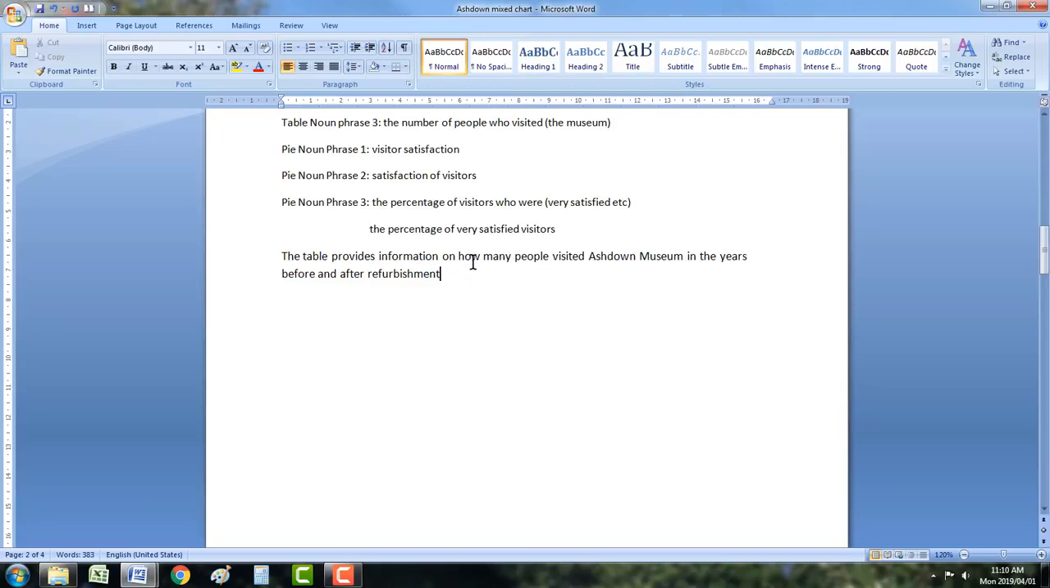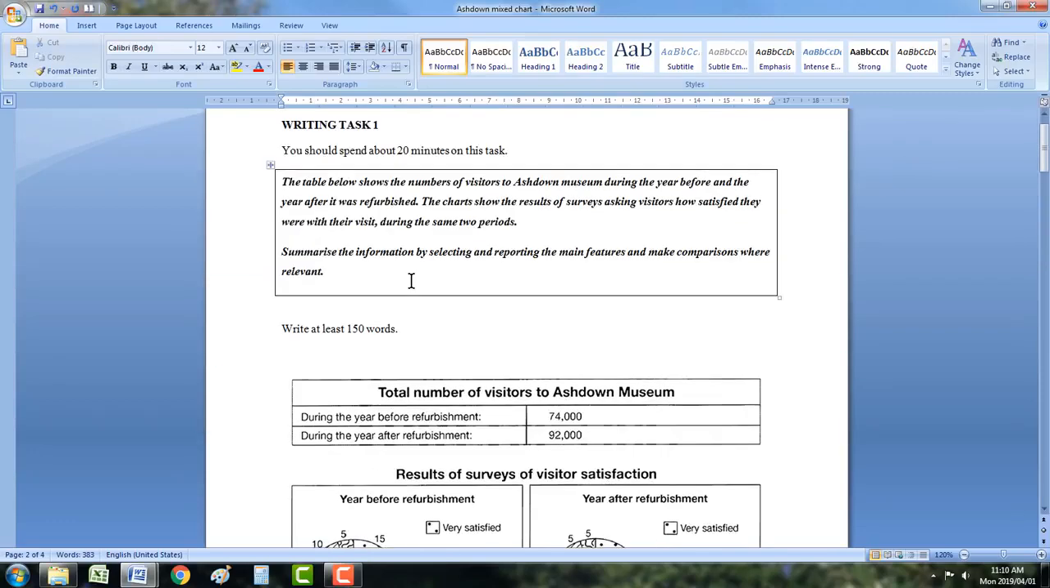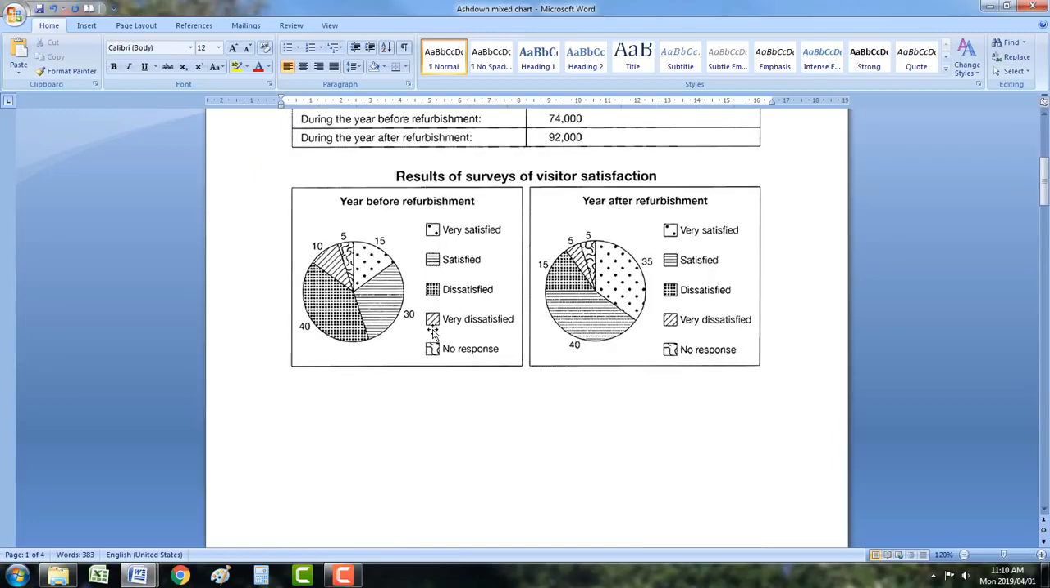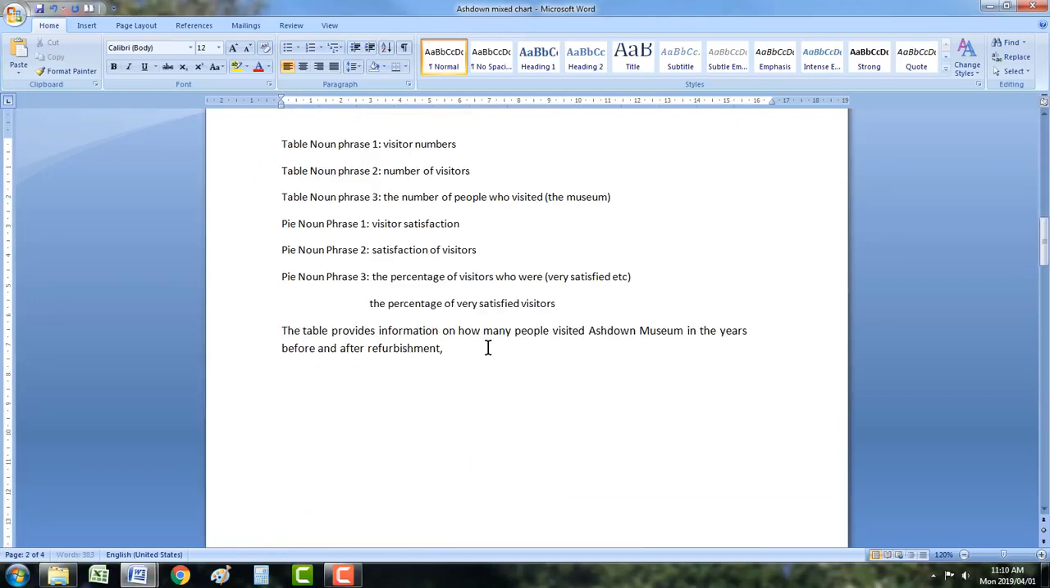Table provides information on how many people visited Ashdown Museum in the years before and after refurbishment. If you couldn't change this, don't worry about it. It's just a little bit extra. And then they use two separate sentences here, so I'll change it into one sentence. You can say comma, you must say comma, but I could say while or and. I think while is quite nice.